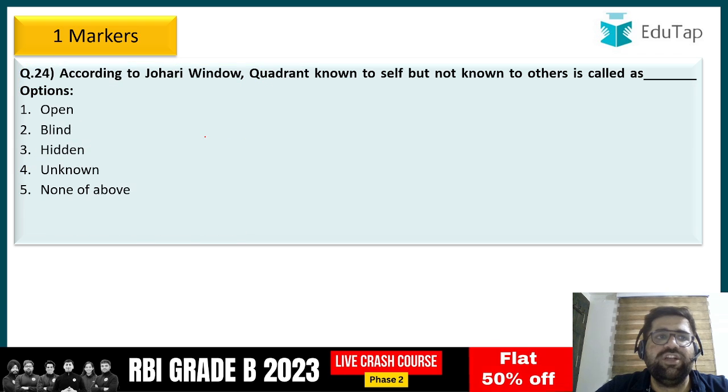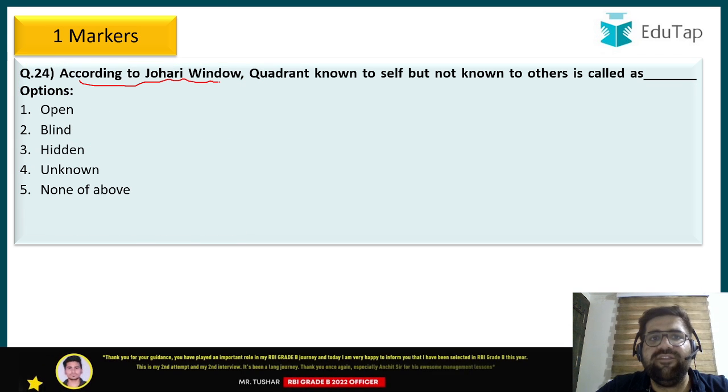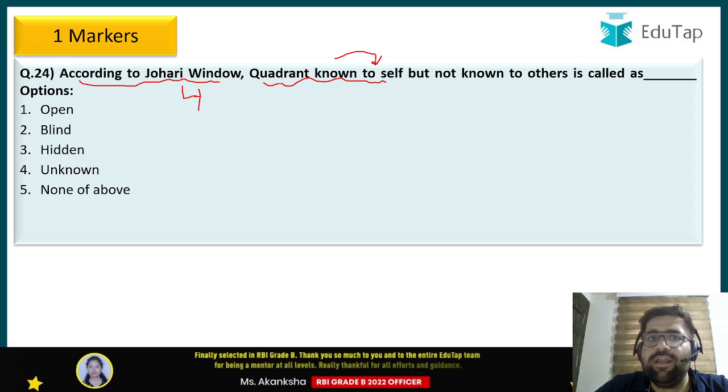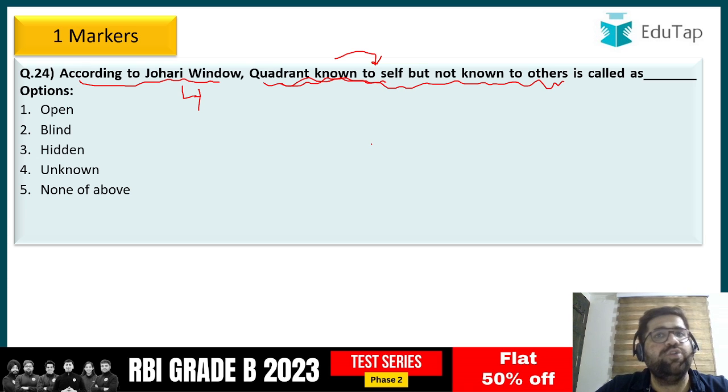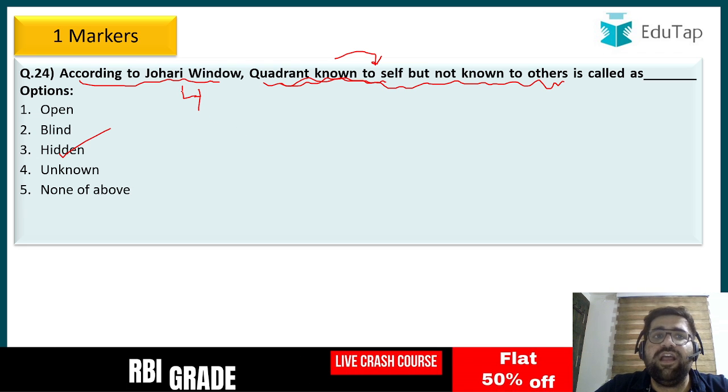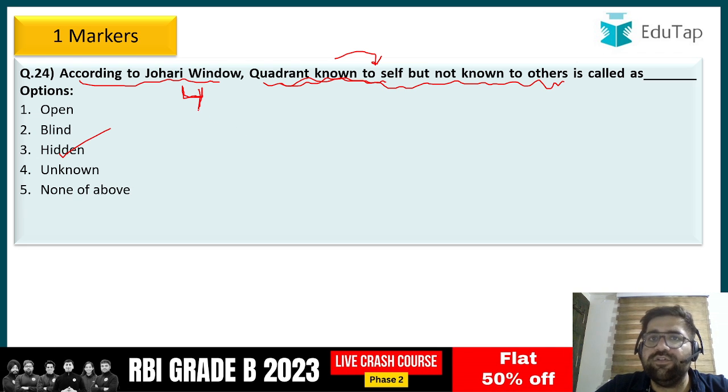Coming to question number 24. According to the Johari window, quadrant known to self. You know this particular quadrant. Now I hope you remember there are 4 quadrants in the Johari window. Okay, quadrant known to self but not known to others. So basically you are hiding something, right? It is known to self, that you know it, but others do not know it. Therefore it will be your hidden component. Now there are 4 components in your Johari window. I hope you agree with me, and therefore the correct answer will be hidden.